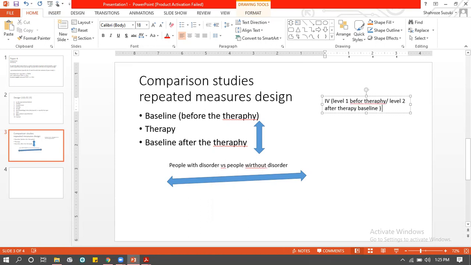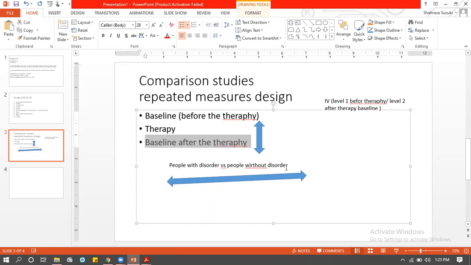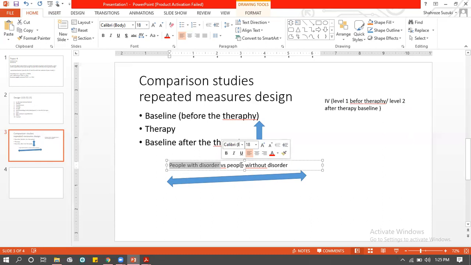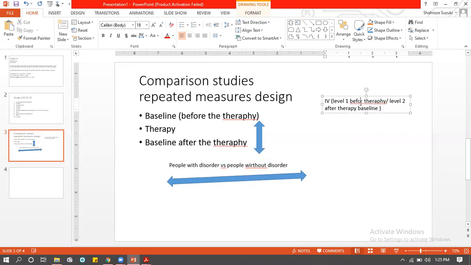So your point of comparison is going to be your IV. For example, in this experiment, IV level 1 is people with the disorder, and IV level 2 is people without the disorder, right? So the IV is always the thing that you're going to compare between. That's your IV level 1 and level 2. Your DV is the results that you're going to compare between them.